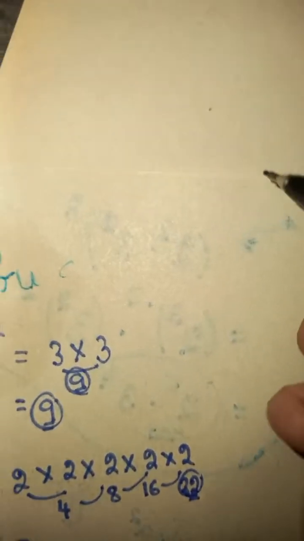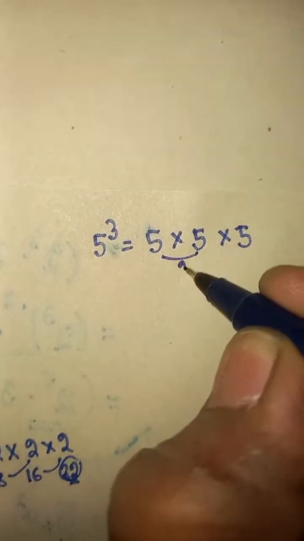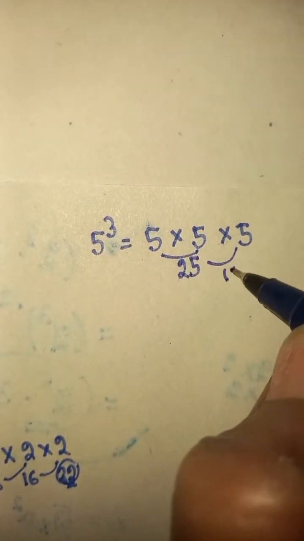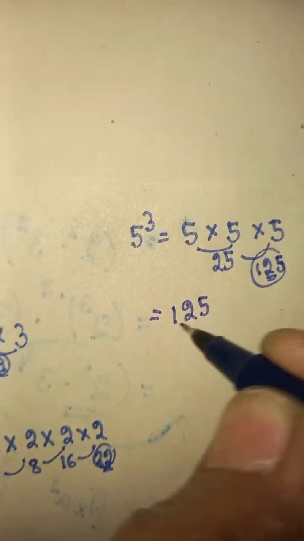Let's take another one. Here they are giving 5 cube, which is 5 times 5 times 5. 5 times 5 is 25. 25 times 5 is 125. So this one will be equal to 125.